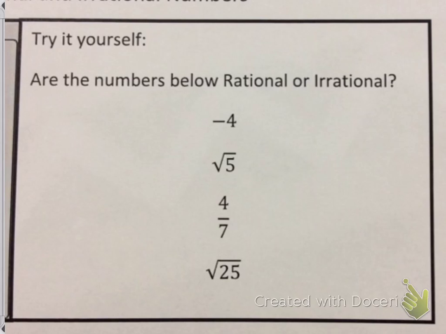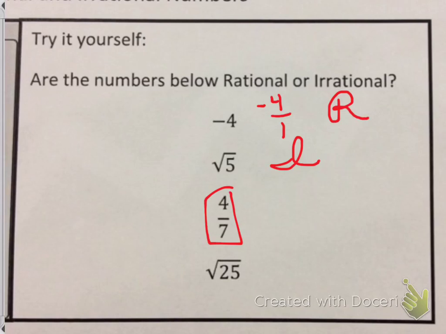Alright, so let's look at this and see if we can decide which ones are rational and irrational. Well, -4 can be written as -4/1, so it can be written as a fraction. Anything that can be written as a fraction is going to be a rational number. The square root of 5, when you put that on a calculator, you get a decimal number without end and with no pattern. So this is going to be irrational.